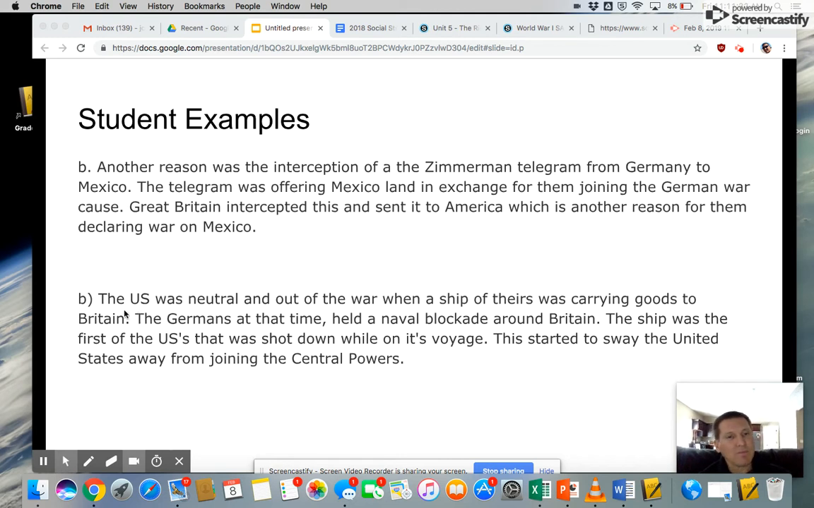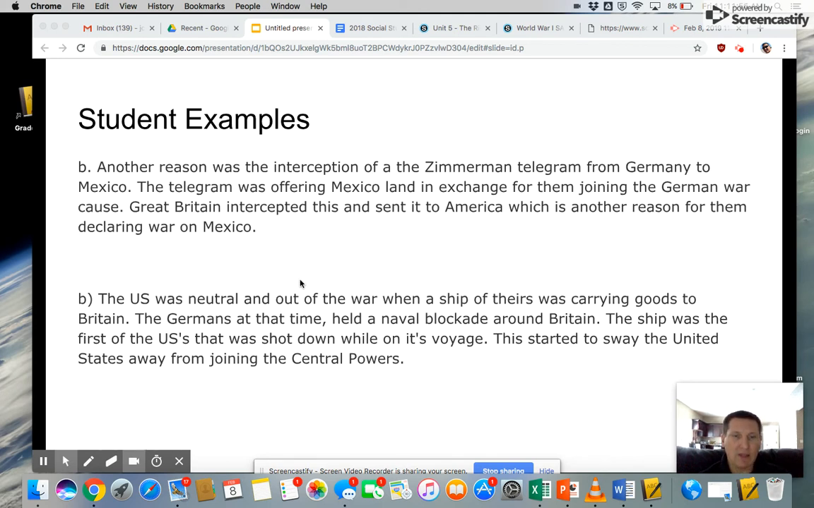All right, let's look at this one. "The U.S. was neutral and out of the war when a ship of theirs was carrying goods to Britain. The Germans at that time held the naval blockade around Britain. The ship was the first of the U.S.'s that was shot down while on its voyage. This started to sway the United States away from joining the Central Powers." Okay.